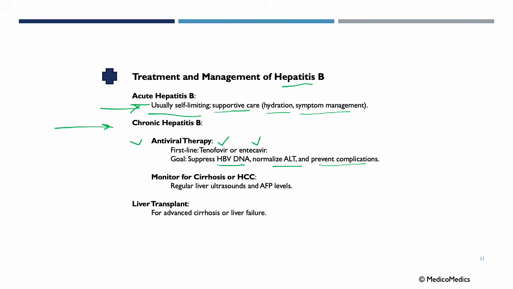Naturally, in chronic hepatitis, as mentioned before, we monitor for the development of cirrhosis or HCC. So we do regular liver ultrasounds and check AFP levels. And of course, if it has developed from fibrosis to decompensated and on to liver failure, we need to do a liver transplant.